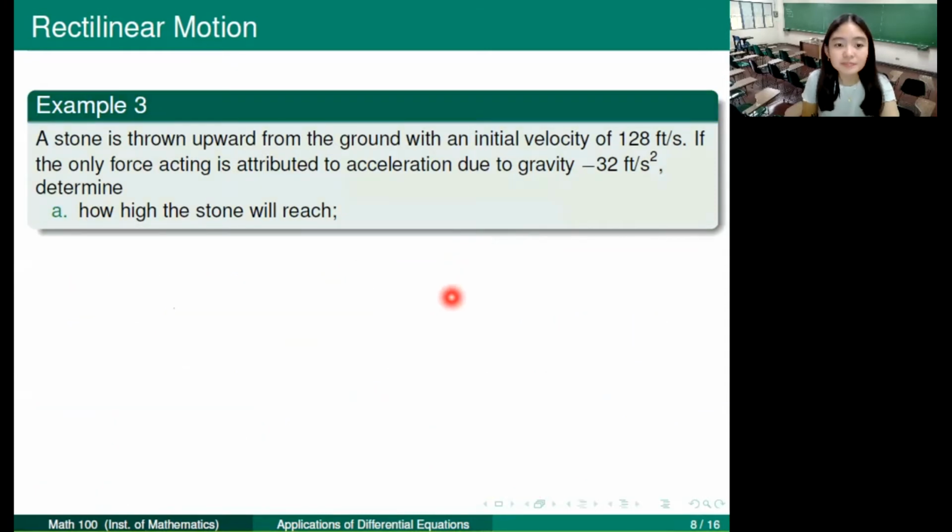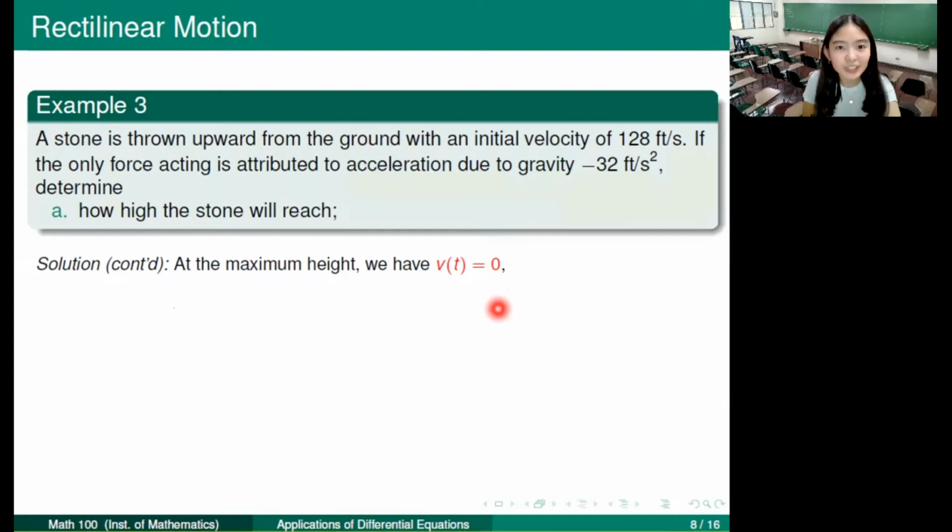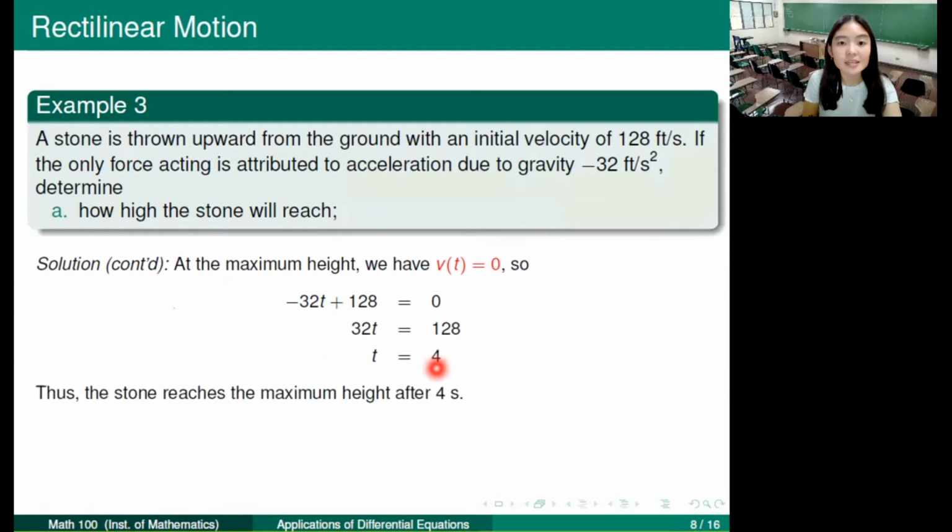So, una, how high the stone will reach ang gusto sa atin. Again, inihingi lang nito ang maximum height. And the maximum height is achieved when our v of t is equal to 0, recall? So, equate lang natin sa 0 ang ating nakuhang velocity function from the previous slide. So doing that, solving for t, what you get is this. So ang ibig sabihin nito, yung stone being thrown upward, na-achieve niya yung max height.